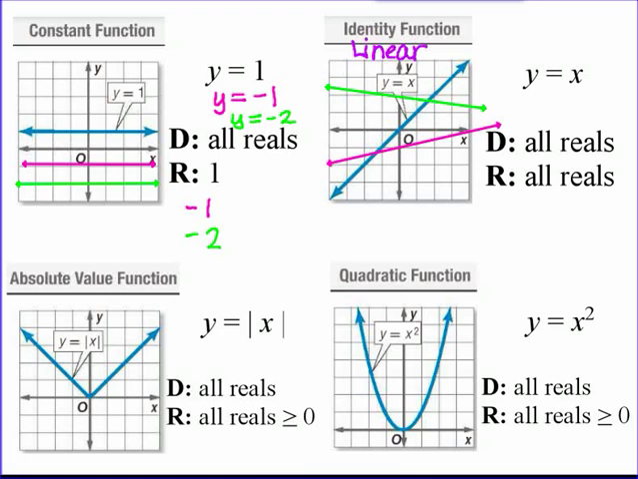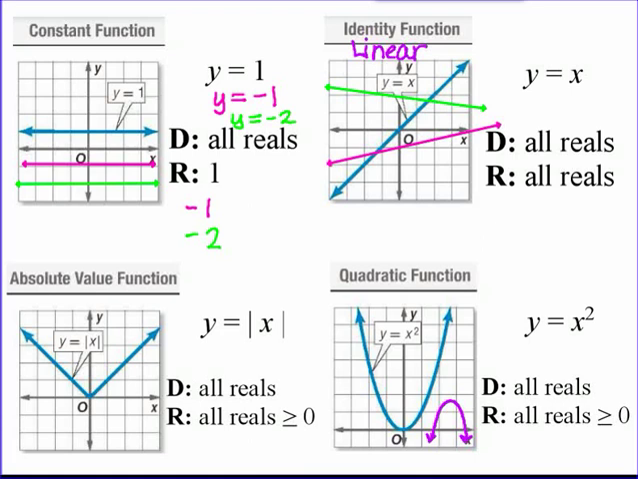And last but not least, we have the quadratic function. The quadratic function is a parabola that either opens up or down. A parabola could also open sideways, like that. It's real similar to the absolute value in terms of how you find the domain and the range. So I think you should be able to remember those. Those are the four I need you to memorize.